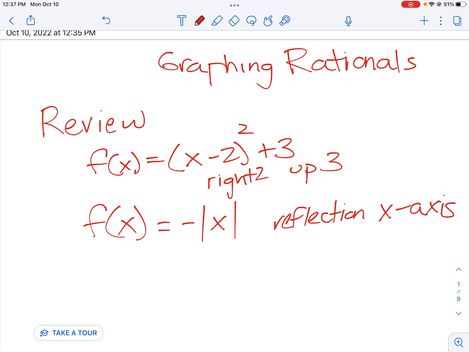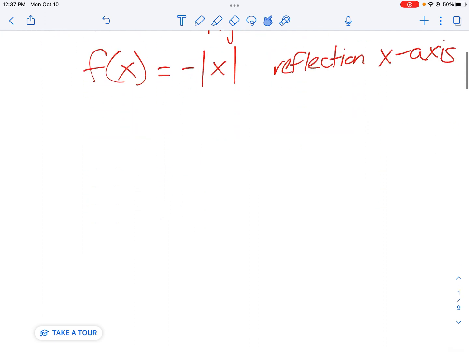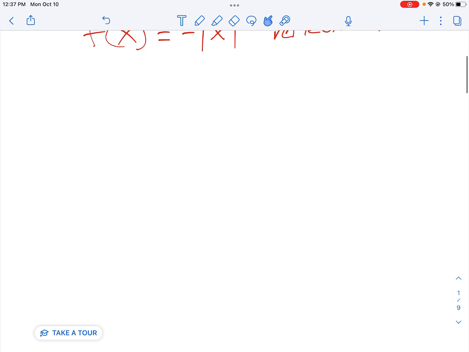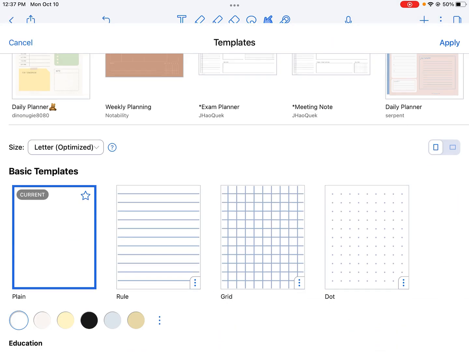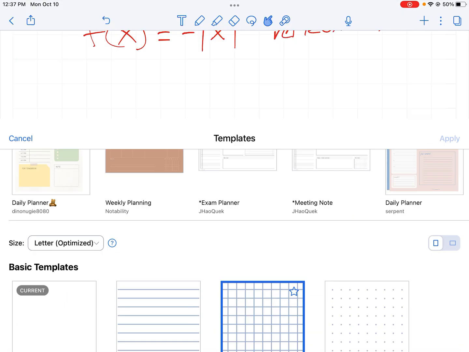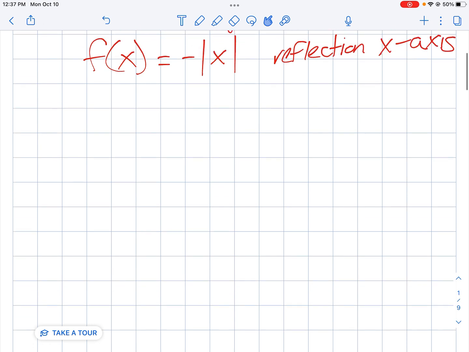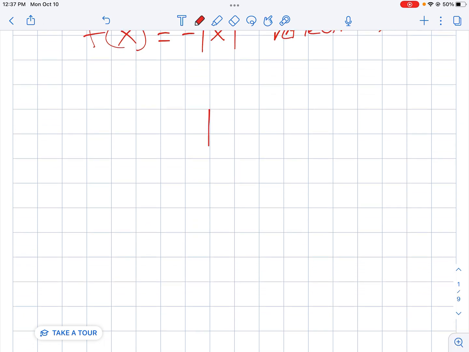So we have done some stuff with translations. The first thing now that I want us to take a look at is let's use our graph from yesterday. Let me get some graph paper here. So let's graph the equation we started working with yesterday, 1 over x. So f of x equals 1 over x.